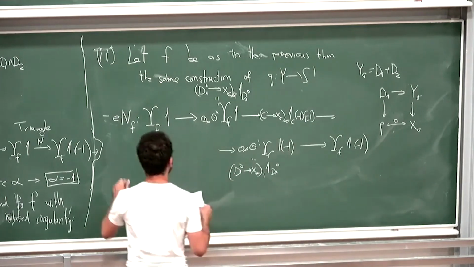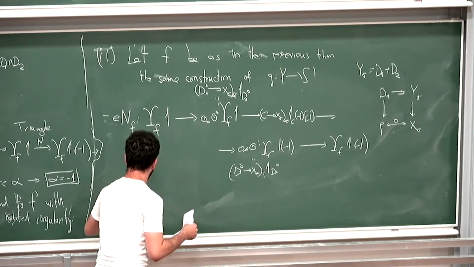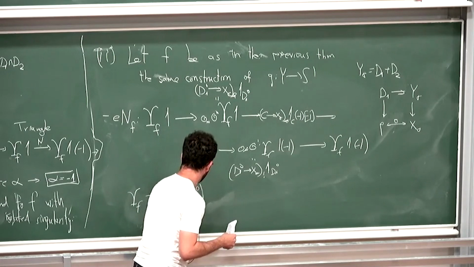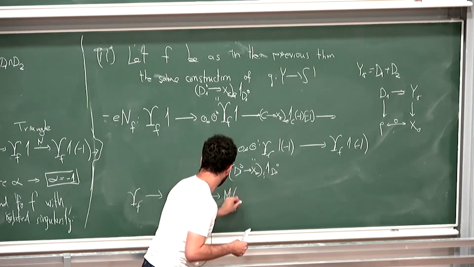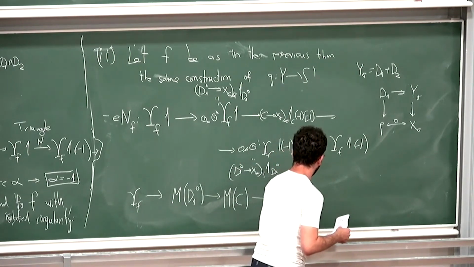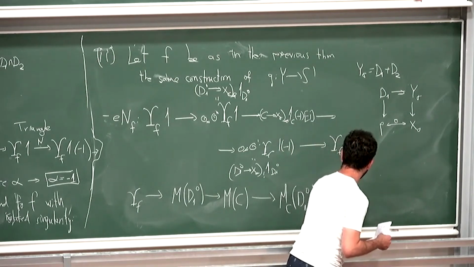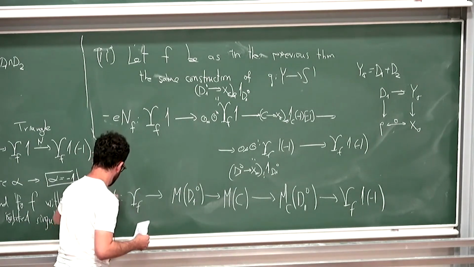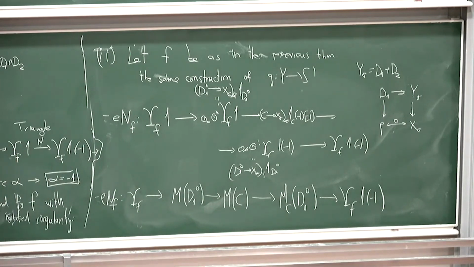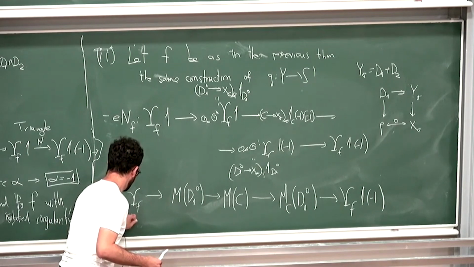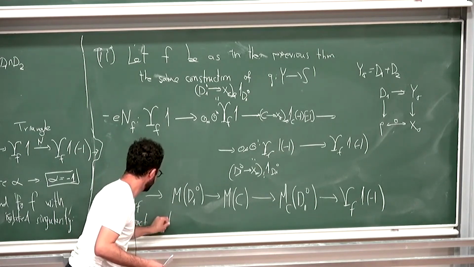So we get something, maybe to write it again. This is the motive of D1. This is the motive of C. This is the motive with compact support of D1 circle to here. This is the monodromy. So this is what I call the abstract Picard-Lefschetz theorem.